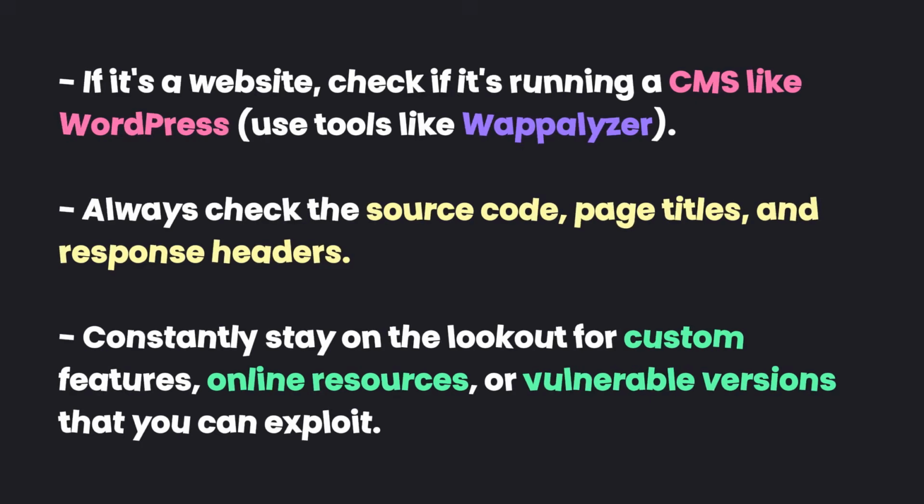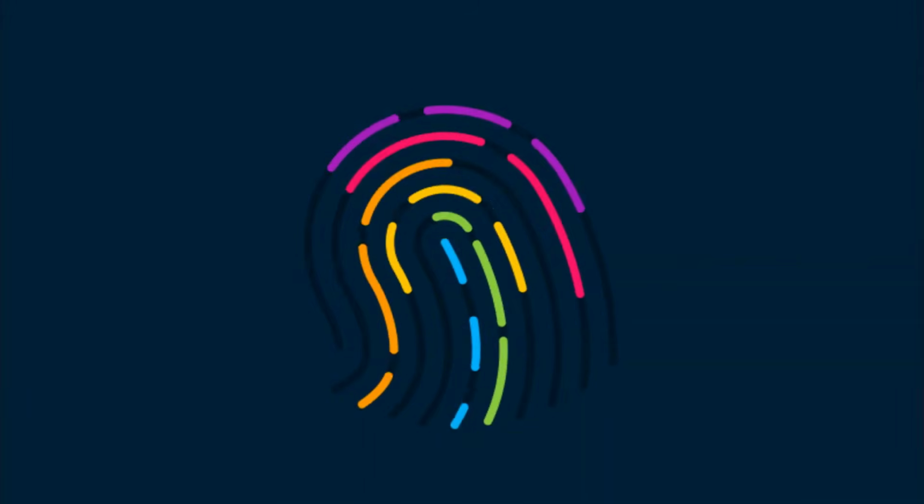You can also check source code. Also make sure you check the titles. Just basically constantly look for: is this something that's custom built? Is this something that I can find online? Is this a vulnerable version? Is it not? And which public exploits can I find for the specific version in this particular framework or whatever, right? So that's very, very important. So just constantly be fingerprinting as much as possible and take good notes.